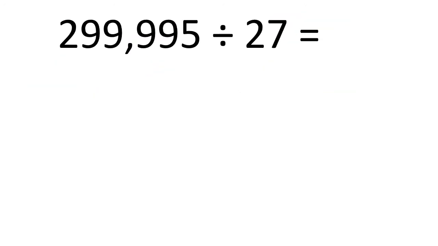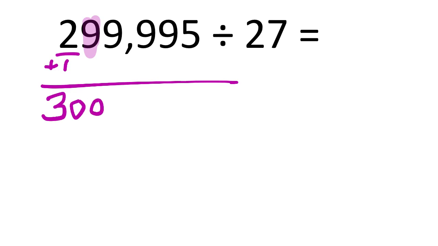So on this one, same idea, we need a front end round, right? So I'm looking at 299,995. But I just got the front end there in the 100,000s. Immediately to its right is a 9. That's bigger than 5. So I need to add 1 to the 2 in the hundred thousands place value to make that 3. And then again, all the other place values become zeros. There's 5 other place values there.